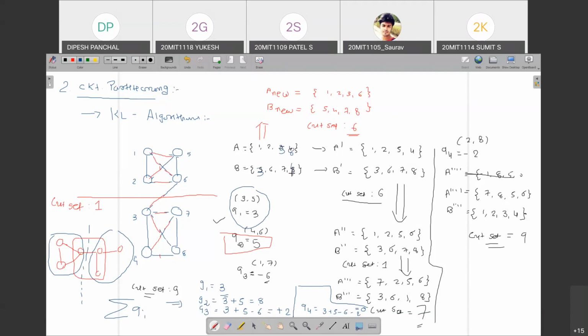Is it fine? 4 and 6, sorry. Let me correct, not 8, 6. So 1, 2, 5, 6 in one group and 3, 7, 4, 8 in the other group.